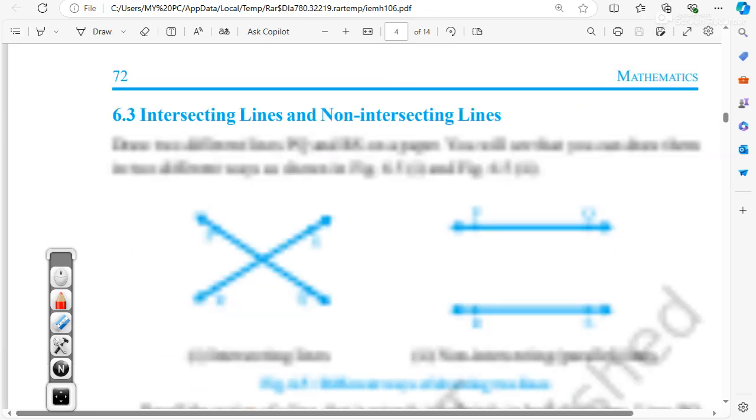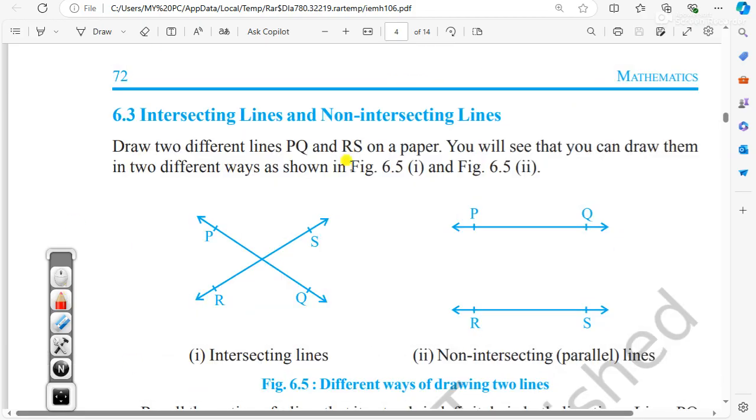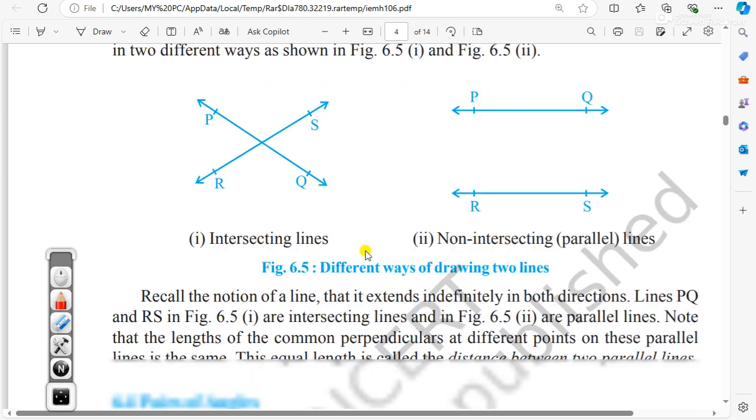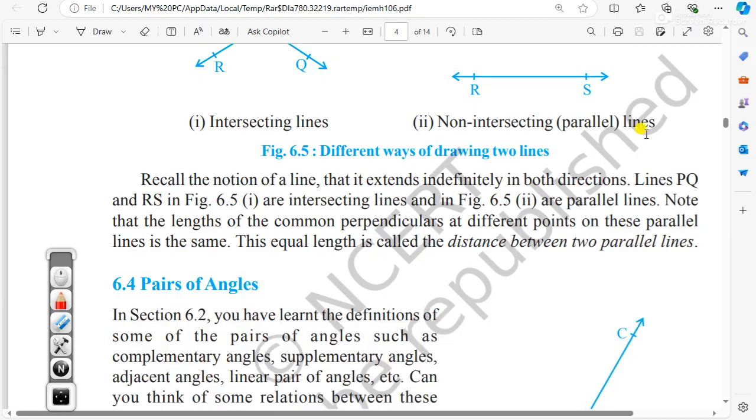Now the next thing is intersecting lines and non-intersecting lines. If two lines cut at a point, they are known as intersecting lines. And non-intersecting lines means they are parallel to each other. Parallel means the distance between the two lines is always constant and they never meet each other. That is parallel lines, right? Two ways of drawing two lines.